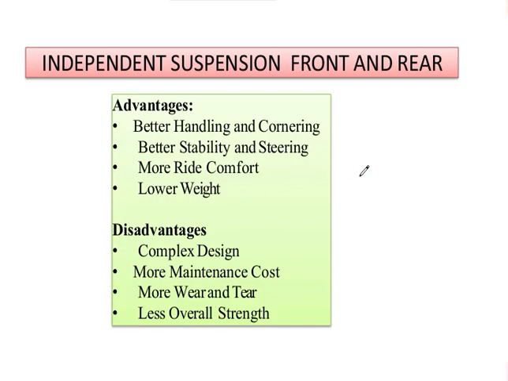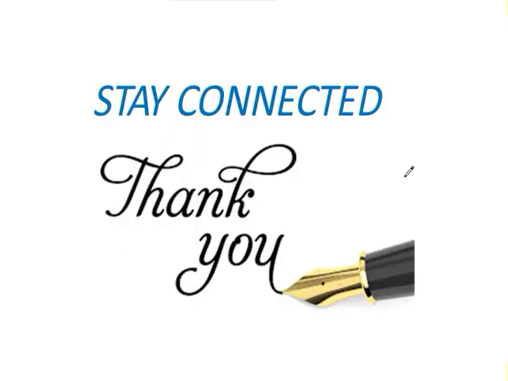Independent suspension front and rear. What are the main advantages and disadvantages? Advantages are better handling and cornering, better stability and steering, more ride comfort and lower weight. What are the main disadvantages of independent suspension front and rear? Complex design, more maintenance cost, more wear and tear, and less overall strength. So these are all about torsion bar and rubber springs, shock absorbers.